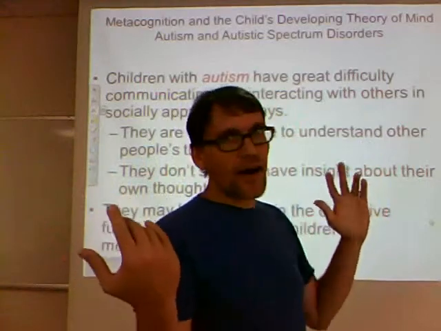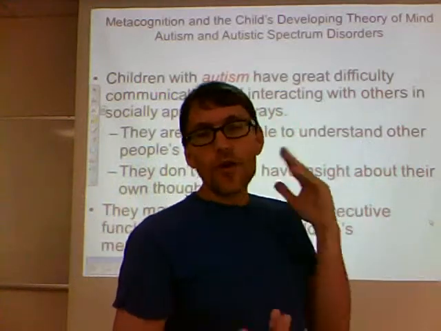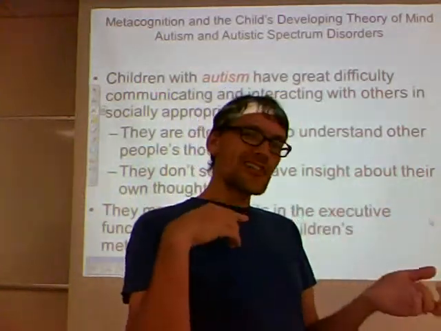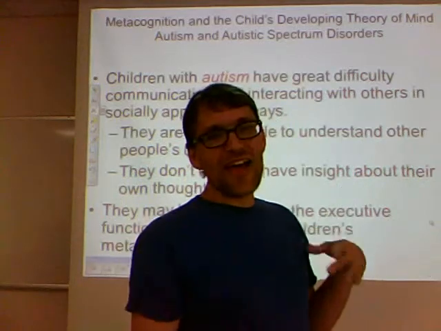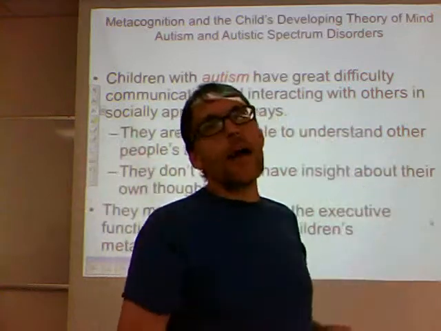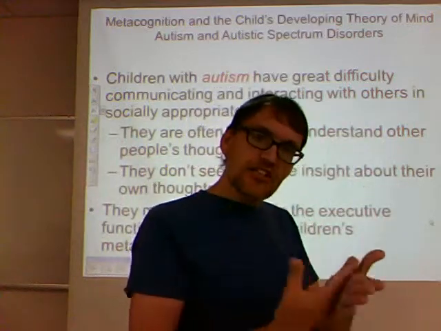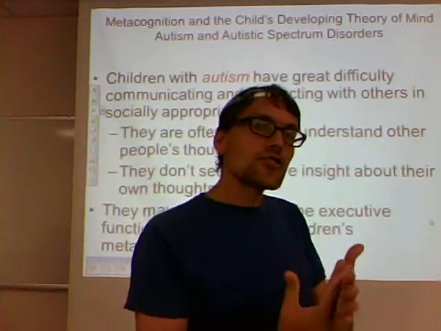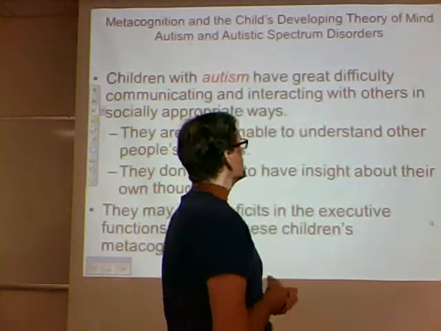We rarely stop and think, okay, his eyes are up, therefore he's more likely to say yes to a favor. But a kid with autism has to be explicitly taught how emotions work. It's not intuitive to them.